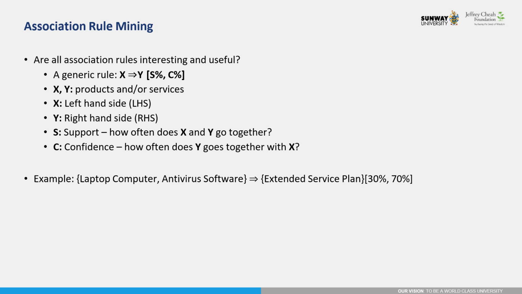Like we have X to Y, as a percentage of C, for X and Y products and or services. X is the left hand side and Y is the right hand side. S is the support: how often do X and Y go together? C is the confidence: how often does Y go together with X. And in computer, like virus and all things, 70-30% we are splitting data for testing and training.